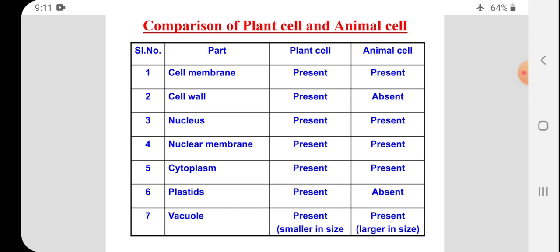So this was the introductory video about chapter 8, the cell, its structure and function. I hope you have understood this.